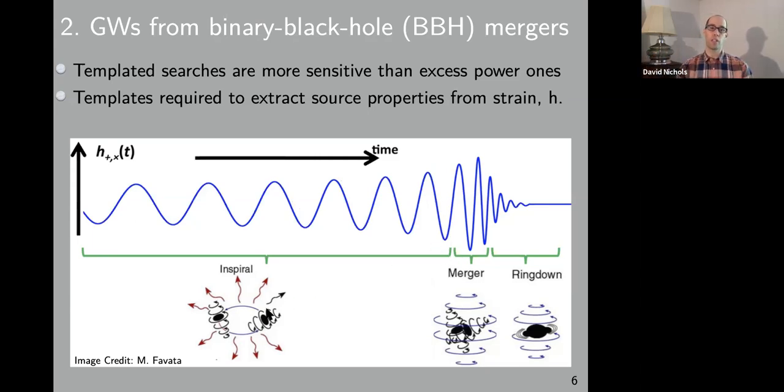The two black holes come together during this brief merger stage where the emission peaks, and then it exponentially dies away as these two individual black holes settle down into a single black hole plus some perturbations in space-time, which exponentially decay away. So these are the sorts of signals that LIGO looks for.